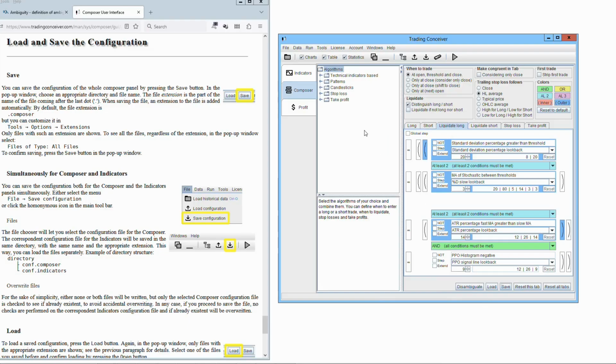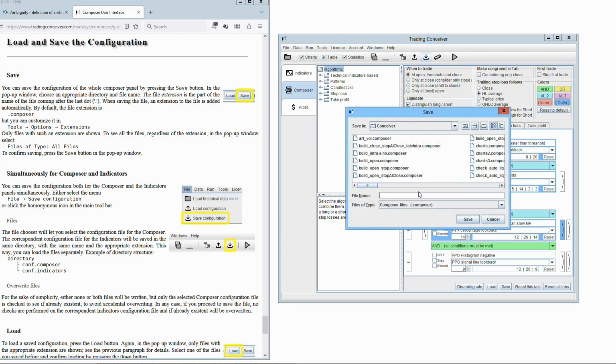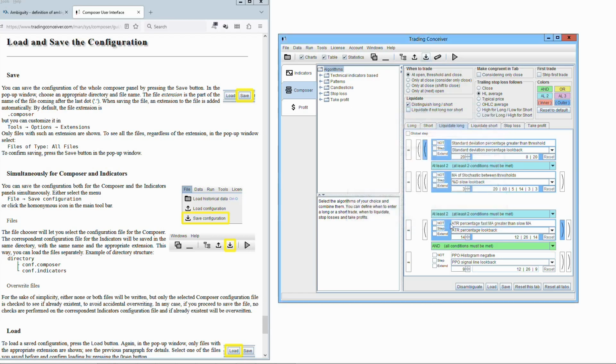You can save the configuration both for the Composer and the Indicators panels simultaneously. Either select the menu File, Save Configuration, or click the homonymous icon in the main toolbar. The file chooser will let you select the configuration file for the Composer. The corresponding configuration file for the Indicators will be saved in the same directory, with the same name and the appropriate extension. This way you can load the file separately. This is an example of directory structure.